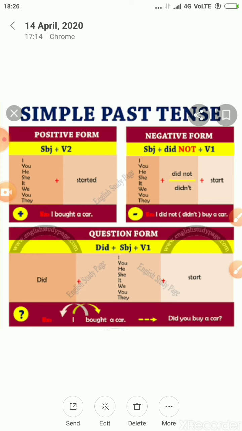Simple past tense is all about the task, the activity, the performance, the action that has been completed. That is called simple past tense. Basically we look at the positive form of simple past tense. Let's see here, that is subject plus V2 plus object. This is the positive form.